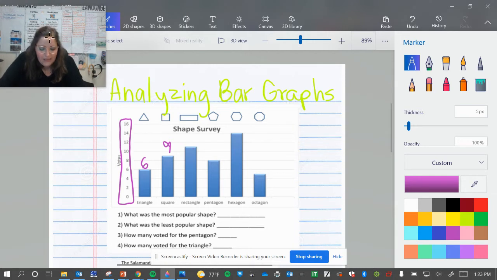How many people voted for rectangle? Well, let's see. It's not lined up with 10 and it's not lined up with 12. It's halfway between 10 and 12, which is 11. Let's look at pentagon. Pentagon is lined up on the line with 8. 8 people voted for pentagon. Hexagon. How many people? It's lined up with 14. Whoa, lots of people like that hexagon. Okay, and then octagon. Oh, it's not lined up with 4. It's not lined up with 6. It's halfway between 4 and 6, which is 5.